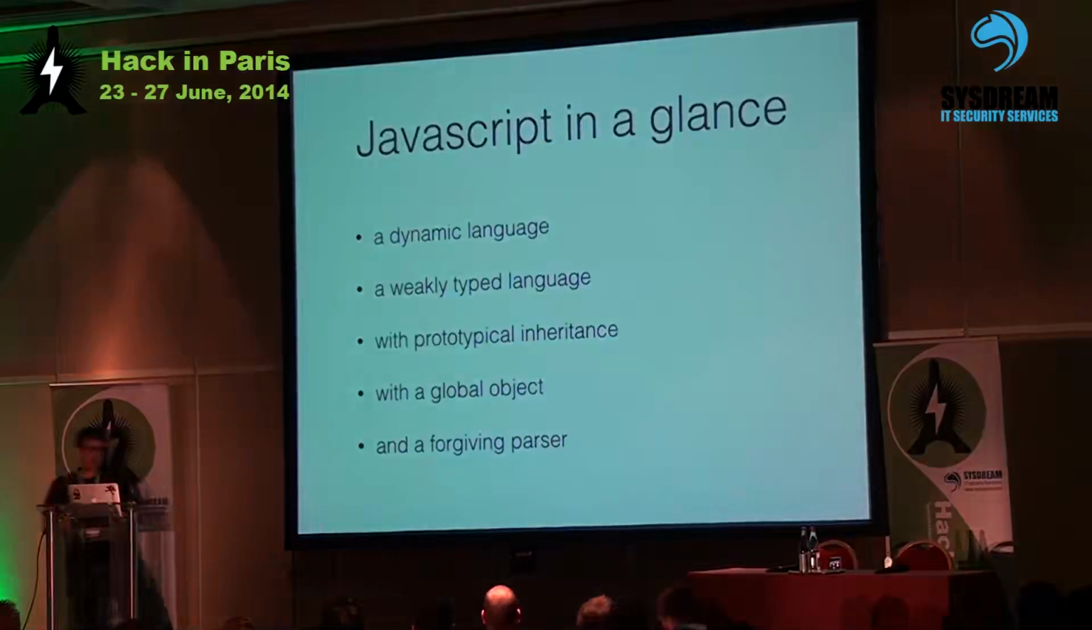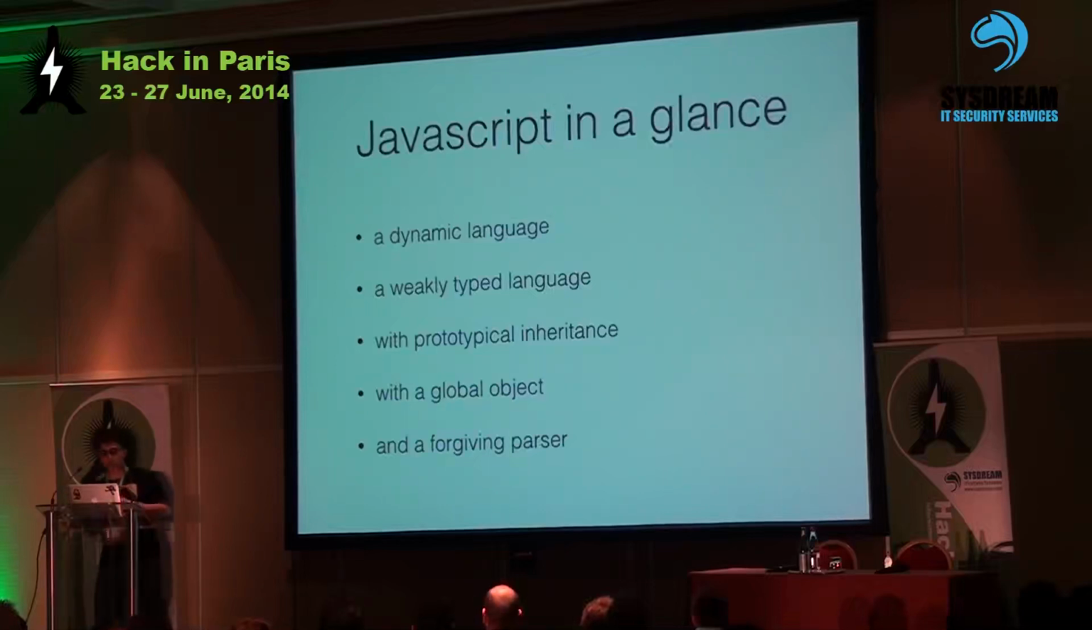JavaScript is a dynamic language, obviously. It's a language which is weakly typed. It has a pretty weird model of inheritance called prototypical inheritance. It is a language with an implicit global object, which is interesting on its own, and the parser is pretty forgiving. So the language itself can be pretty tricky.